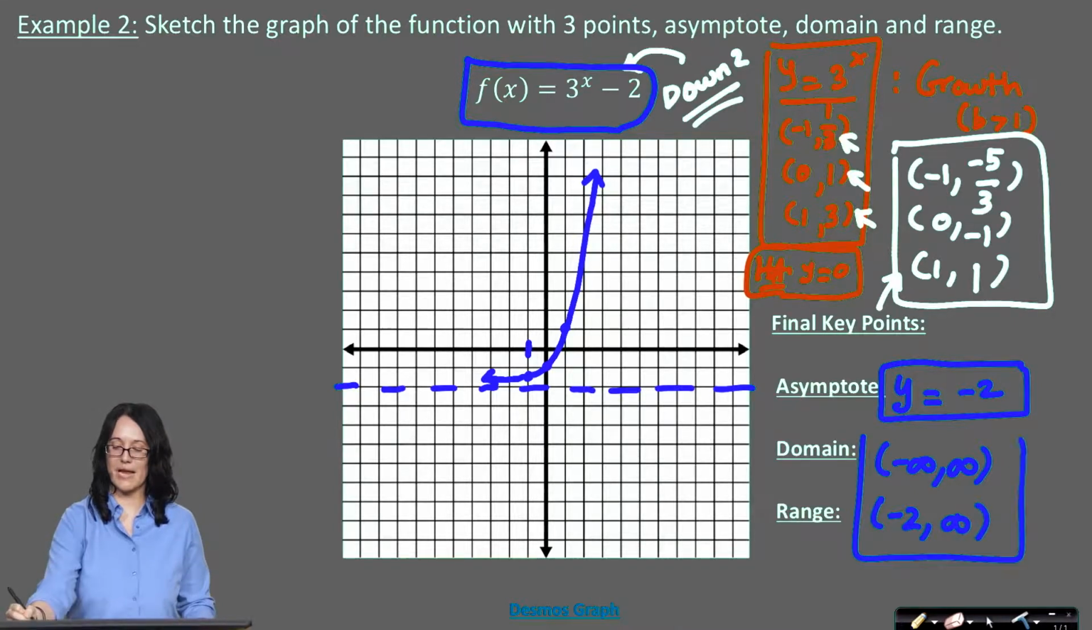So those would be what I'd be looking for on a test question if I ask you to draw a sketch of an exponential function after transformations. Try the next one on your own.